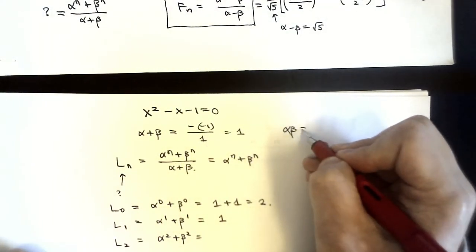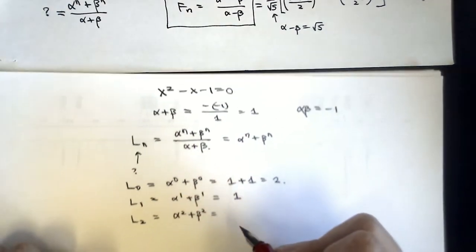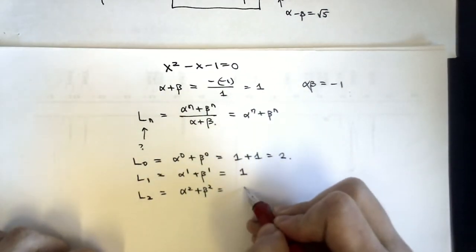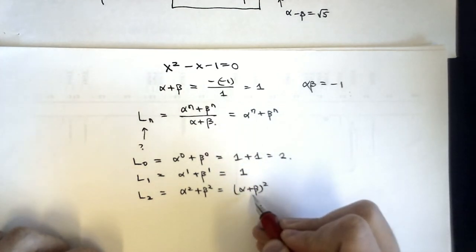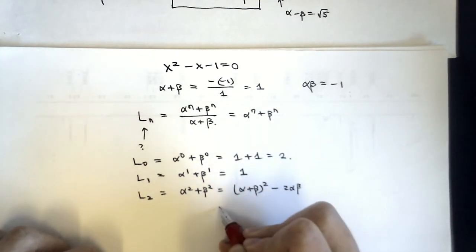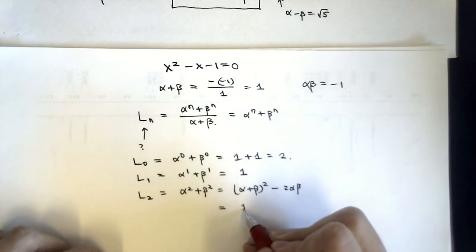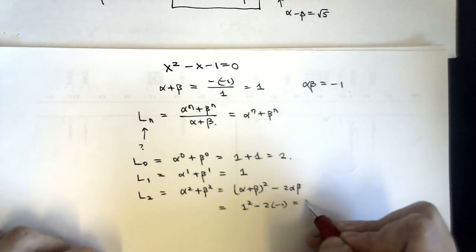But we know that this is the sum of roots. This is the product of roots. The product of roots will be c over a, which is minus 1. And then we can do some tricks on it. We know (alpha plus beta) squared is alpha squared plus 2 alpha beta plus beta squared. So we minus 2 alpha beta here, and then we plug in the numbers we know. That would be 3.